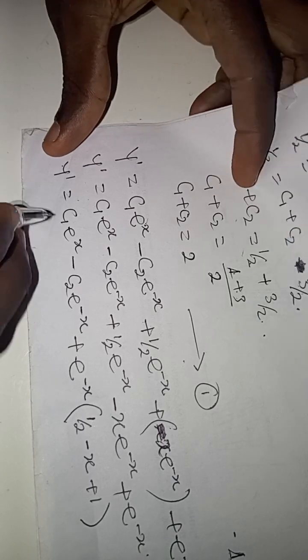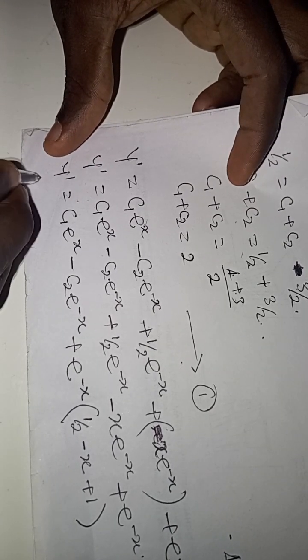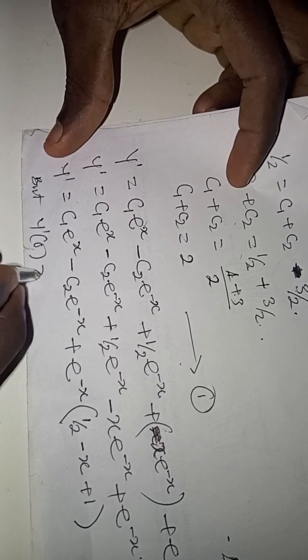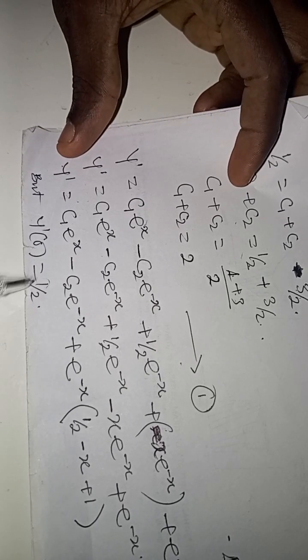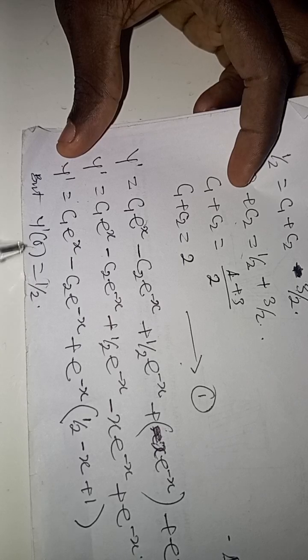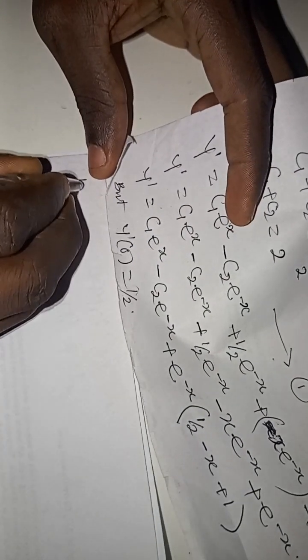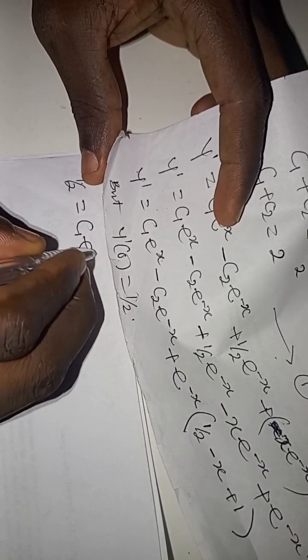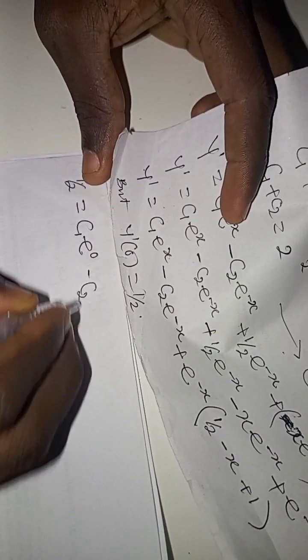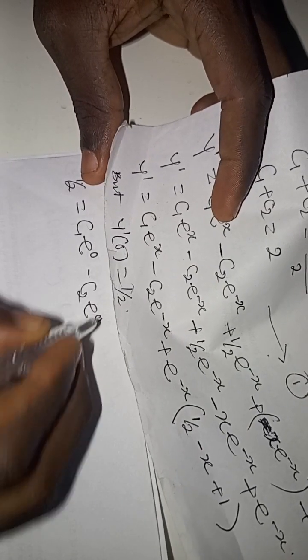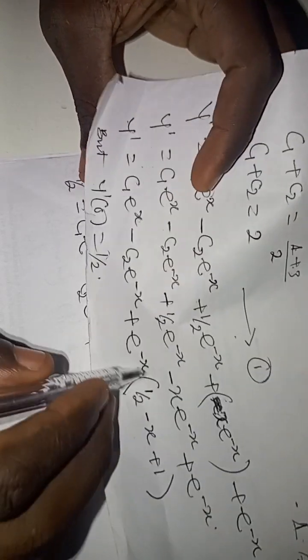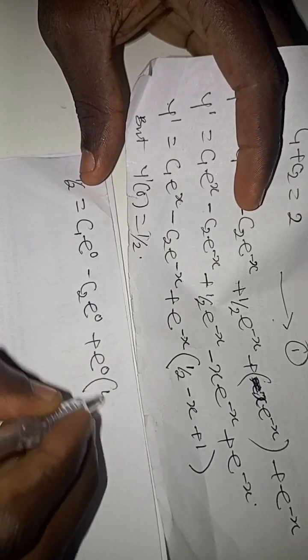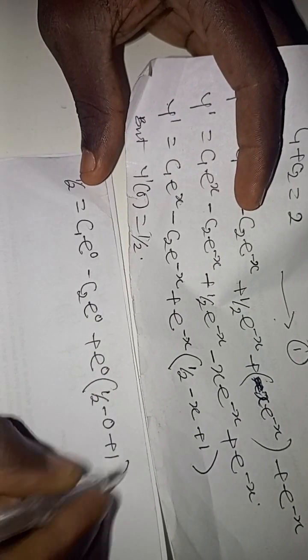But the initial condition given at this point is y prime of 0 is equal to 1 over 2. So I'm going to substitute y prime to 1 over 2, then my x to 0. If I do that, my expression becomes 1 over 2 equal to c1 exponential, x here is 0, so I have 0, then minus c2 exponential to power 0, then plus exponential to power 0, x here is 0, then into 1 over 2 minus 0 plus 1.